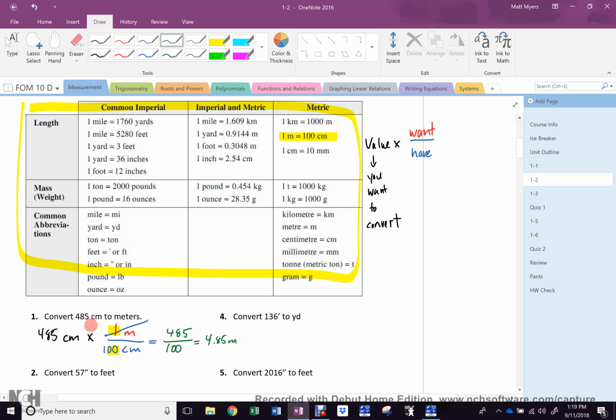Well, what is actually happening here, and you don't need to write this down, this is technically 485 over 1, times 1 over 100. When you're multiplying fractions, you can cancel both the ones because they're the same on the top and the bottom. I'm left with 485 in the numerator spot and 100 in the denominator spot. And then it's division. Cool? Everybody good? And that's all you do.